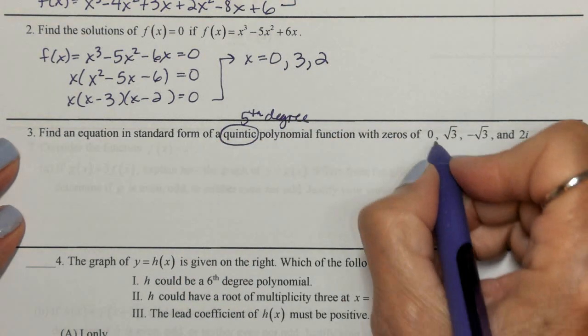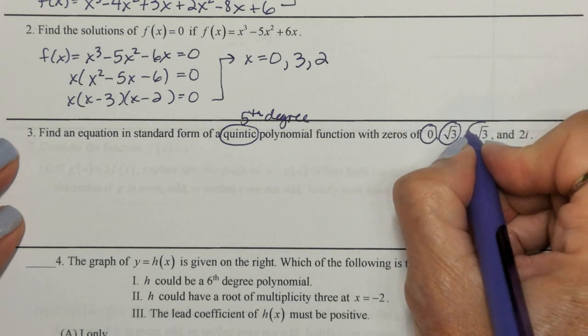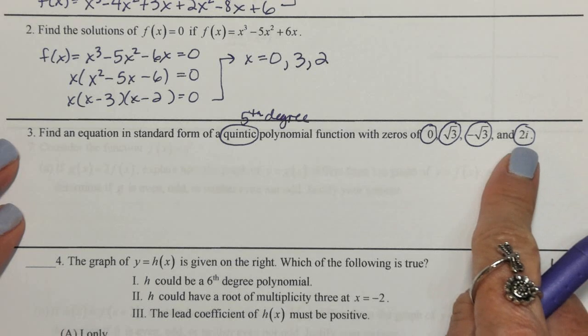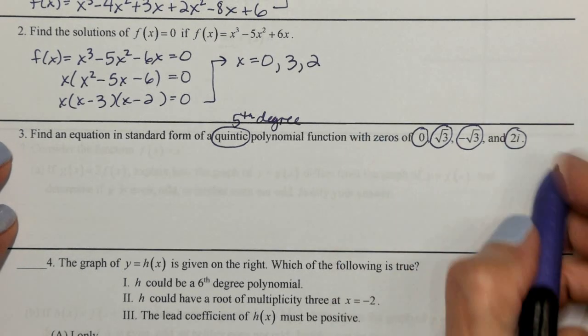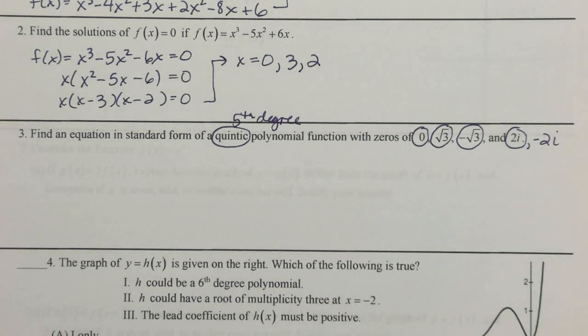Find an equation in standard form of a quintic, that's a 5th degree polynomial function with zeros of 0, square root 3, negative square root 3, and 2i. Well, 2i is imaginary, and if 2i is a 0, then I know negative 2i must be a 0 because complex zeros come in conjugate pairs. Imaginary zeros come in conjugate pairs.